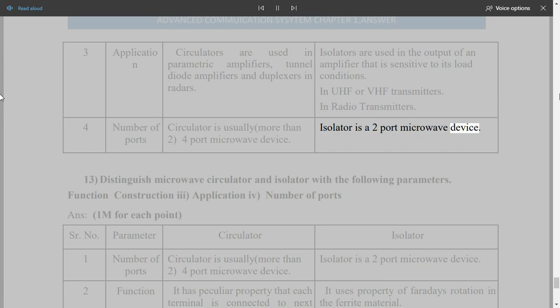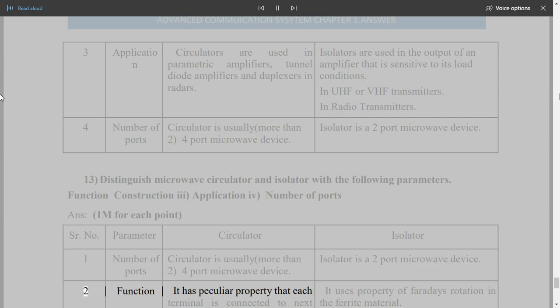Distinguish microwave circulator and isolator with the following parameters: 1. Function, 2. Construction, 3. Application, 4. Number of ports. Answer, 1 mark for each point. Serial number, parameter, circulator, isolator. 1. Number of ports: circulator is usually a more than 2 port microwave device. Isolator is a 2-port microwave device.